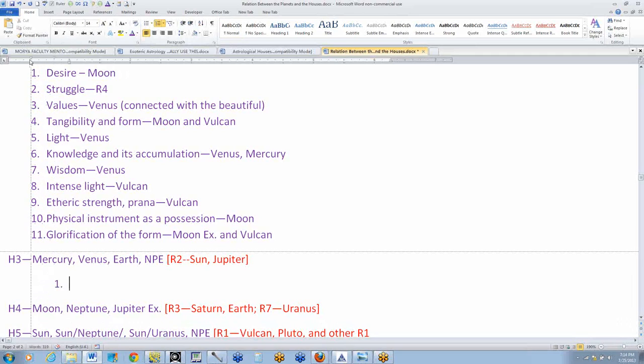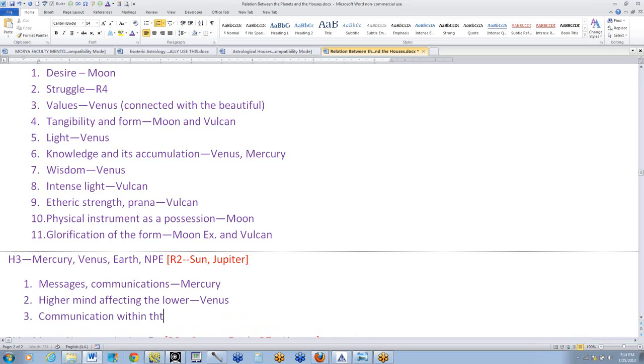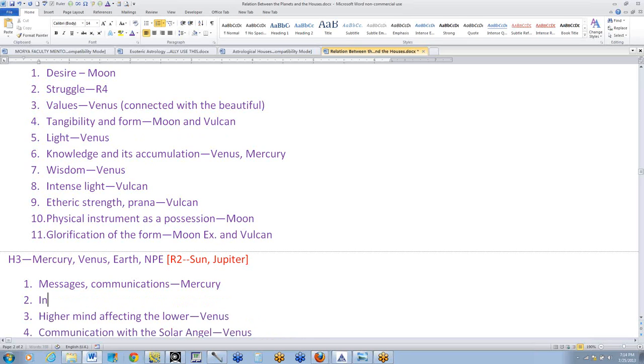We'll look at messages and short trips, things of that nature, very concrete. Messages, communications, and that is Mercury, the ordinary ruler. We will look at the higher mind affecting the lower, and that is Venus. We'll look at communication with the solar angel, and that is going to be Venus again. How the hierarchical ruler might work here. Well, let's look at the interconnected nervous system. A few things that are pretty obvious. Interconnected nervous system. That's all related to Mercury, particularly.